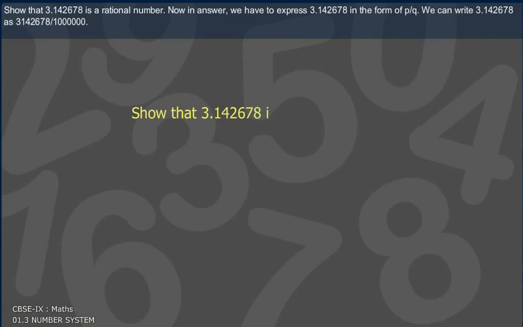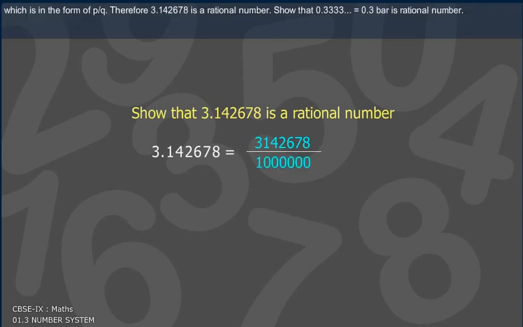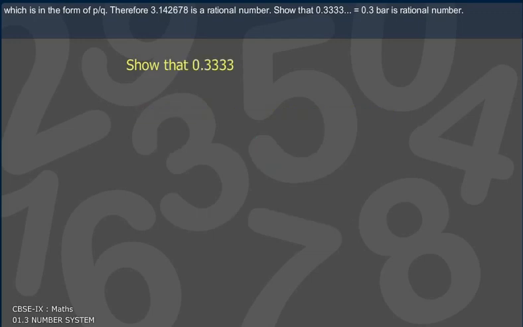Show that 3.142678 is a rational number. Now in the answer, we have to express 3.142678 in the form of p upon q. We can write 3.142678 as follows, which is in the form of p upon q. Therefore, 3.142678 is a rational number.